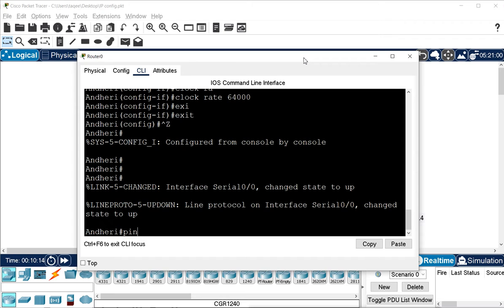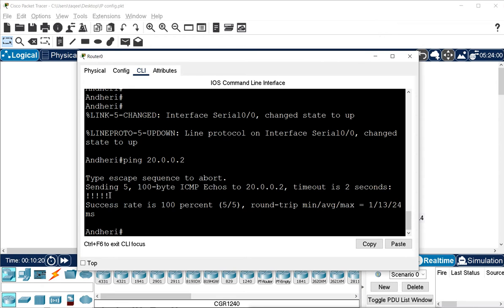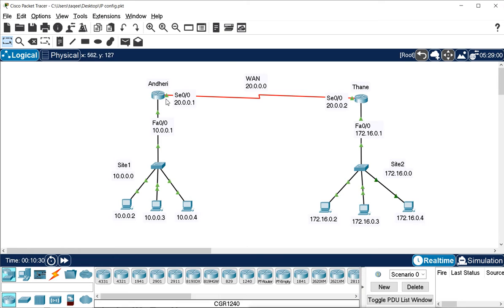So I will try to ping 20.0.0.2. Now what I am getting here, I am getting the reply. Success rate is 100%. I sent 5 packets, I received 5 packets. So these two routers are also connected, and this network is connected to router, this network is connected to router, and these two routers are also connected with this network.